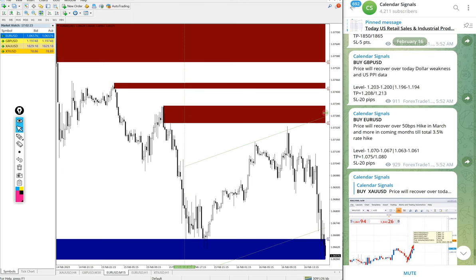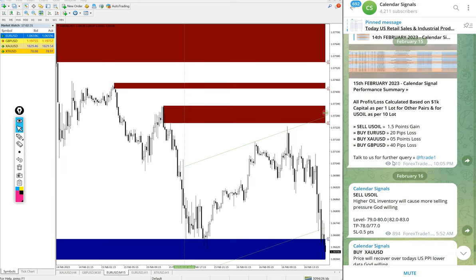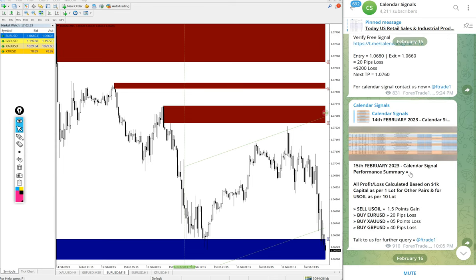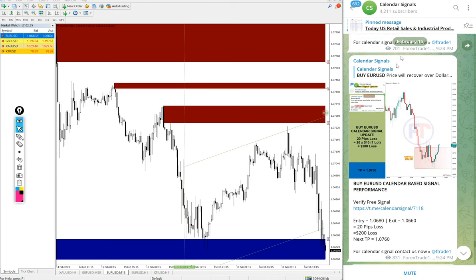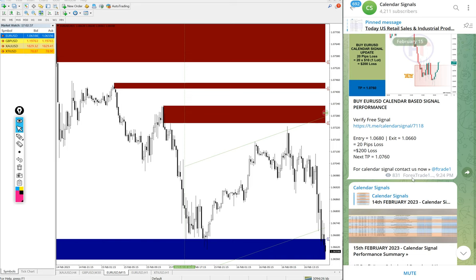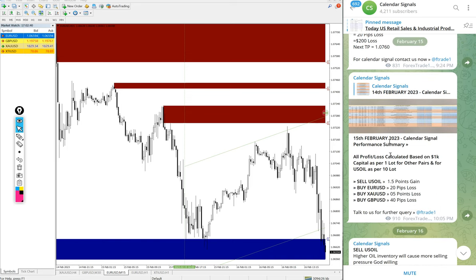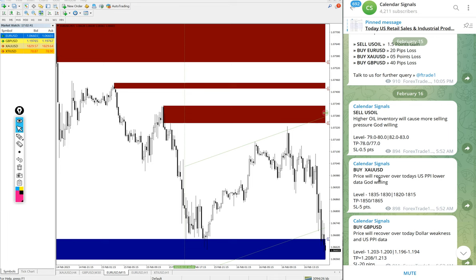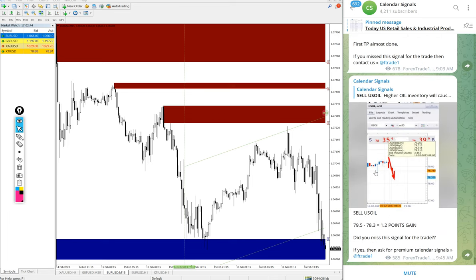As you know, our SL is always small, 20 pips. Even if the SL is hit, we will mention it on this channel at the end of the day with a complete report and summary, with individual charts. Like you see for the previous day, February 15th, we gave this 15th February summary. Likewise today also you will find it on this channel. So that is the performance of today's calendar signals.